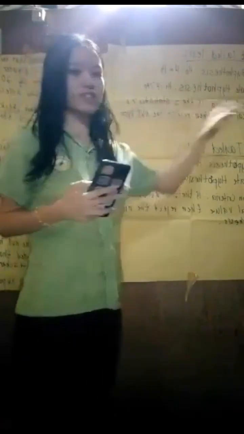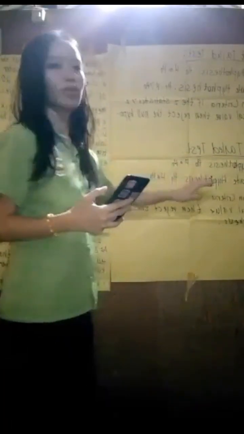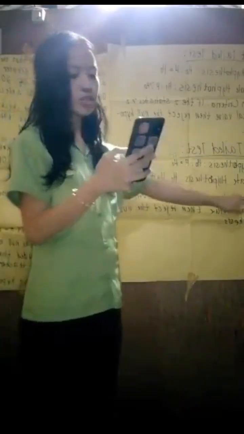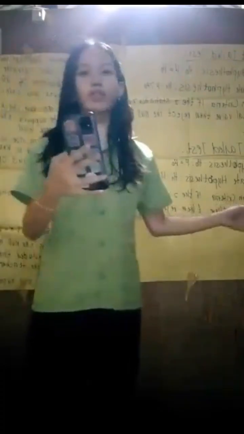reject the null hypothesis. Then when we have the two-tailed test, their null hypothesis H0, mu equals mu0, and alternate hypothesis H1, mu not equal to mu0, and decision criteria: if the Z statistic is less than the Z critical value, then reject the null hypothesis.